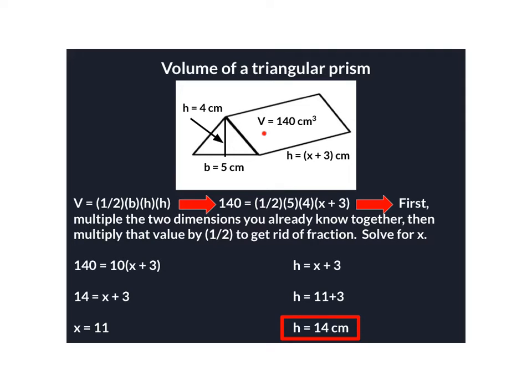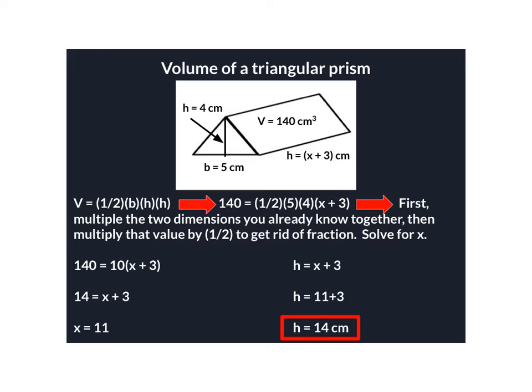So if you look here, we give you a volume of 140 cubic centimeters. Base of the triangle 5 centimeters, height of the triangle 4 centimeters. Then we're looking for the height of that prism, and we have this expression that represents that of x plus 3 centimeters. So right here you'll see that we've plugged everything in. 140 for the volume, 1/2 is part of the formula, 5 is the base of the triangle, 4 is the height of the triangle, x plus 3 is a representation for the height of the prism.